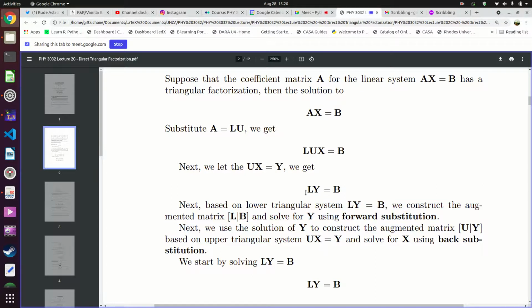So this bit here, LY equals B, we solve using forward substitution. Then this other bit, UX equals Y, we solve using back substitution, because this is going to be an upper triangular system. Are we clear?